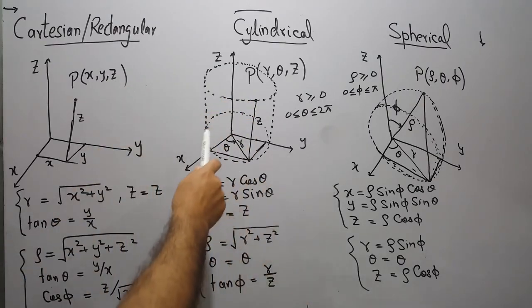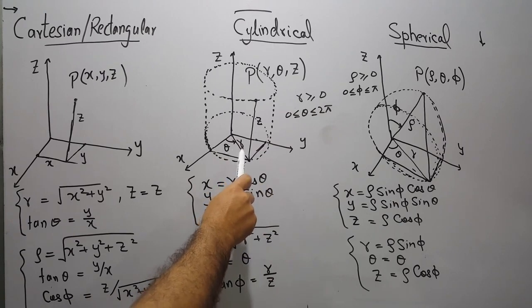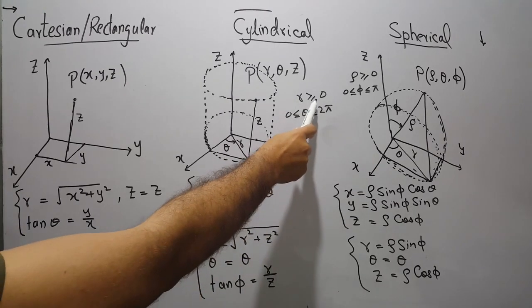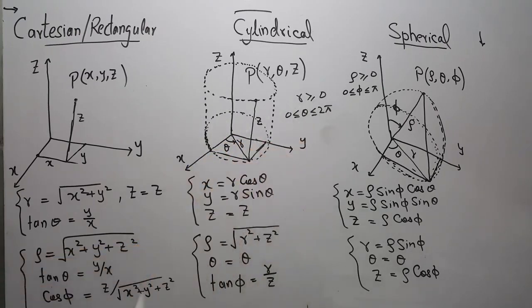And you have to remember that since r and theta are making a circle, r has to be either 0 or greater than 0, positive, and theta would be between 0 and 2 pi.